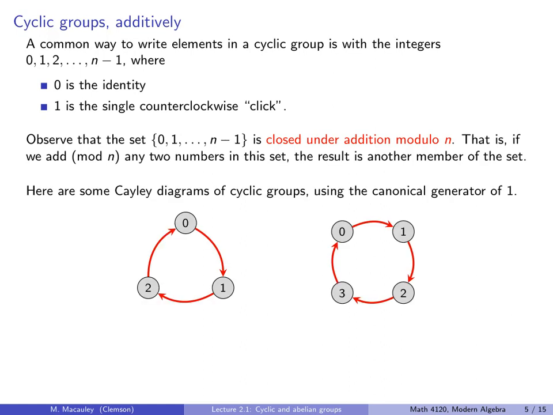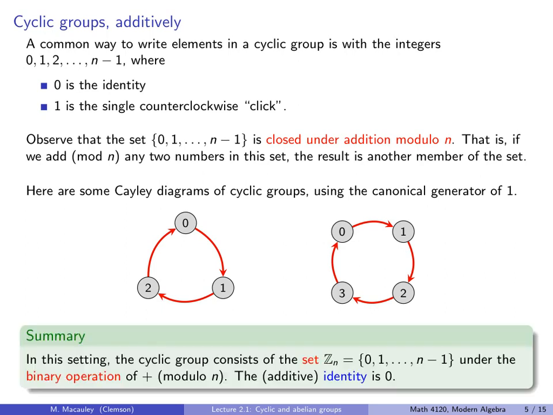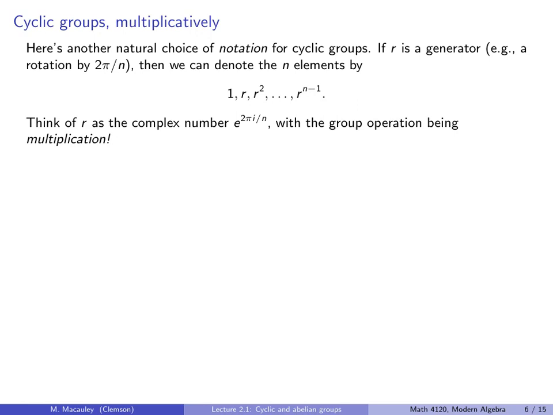Here are some Cayley diagrams of cyclic groups using the canonical generator of 1. So to summarize, in this setting, the cyclic group consists of the set of numbers 0 up to n minus 1 under the binary operation of addition modulo n. The additive identity is 0. So this is going to be one useful way to think of cyclic groups throughout this class. The other natural way to think about cyclic groups is multiplicatively.